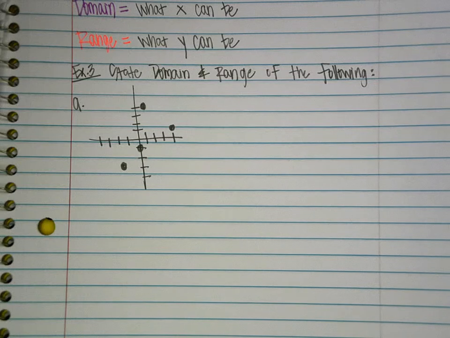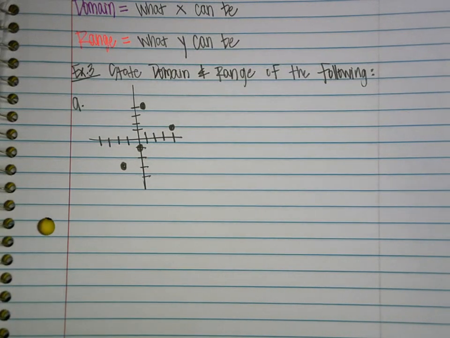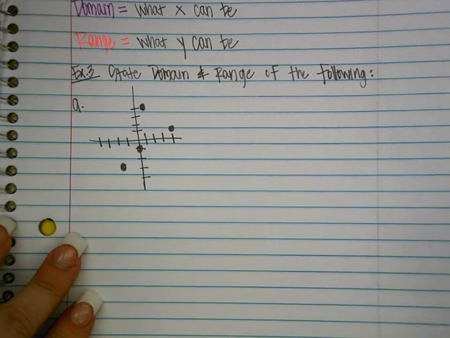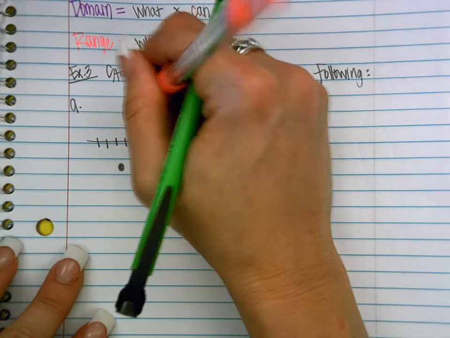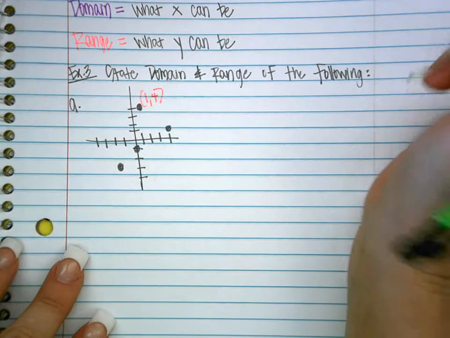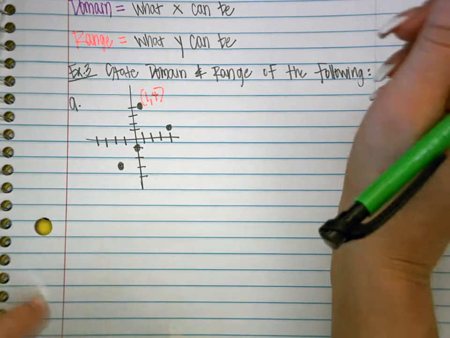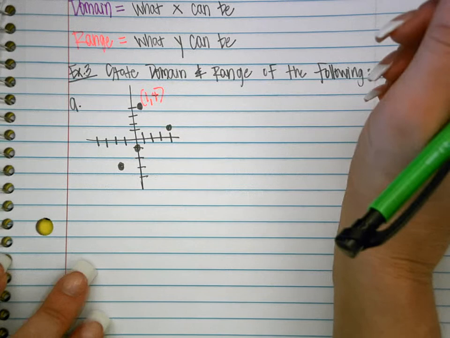So if I ask you to state domain and range, and you just have a picture, okay? If it's just a bunch of points, the first thing you need to do is label the points. So I'm going to label the points. So this point up here is supposed to be 1, 4. If I didn't draw it perfectly, I apologize, but it's supposed to be at 1, 4.